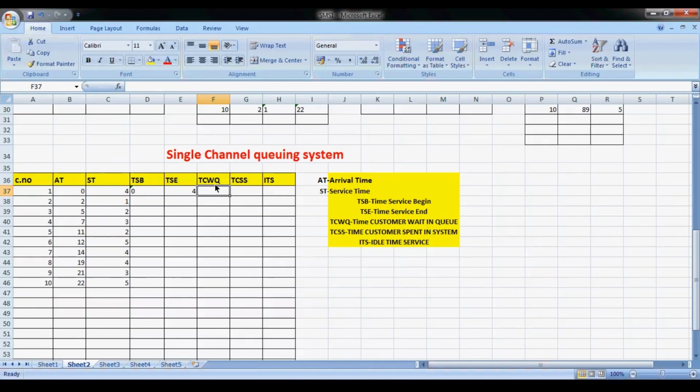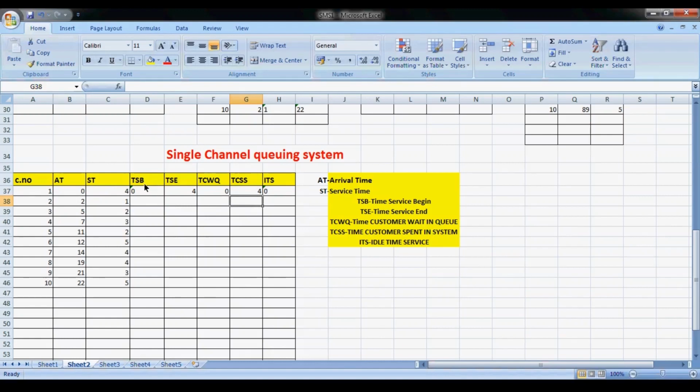Now time customer waits in a queue. Initially no customer is waiting in a queue. Initially, with no customer, the idle time of the server is 0. Now time customer spent in the system. To calculate time customer spent in the system, the time service end minus arrival time gives us the time customer spent in the system. So 4 minus 0 is 4. This is the time customer spent in the system.